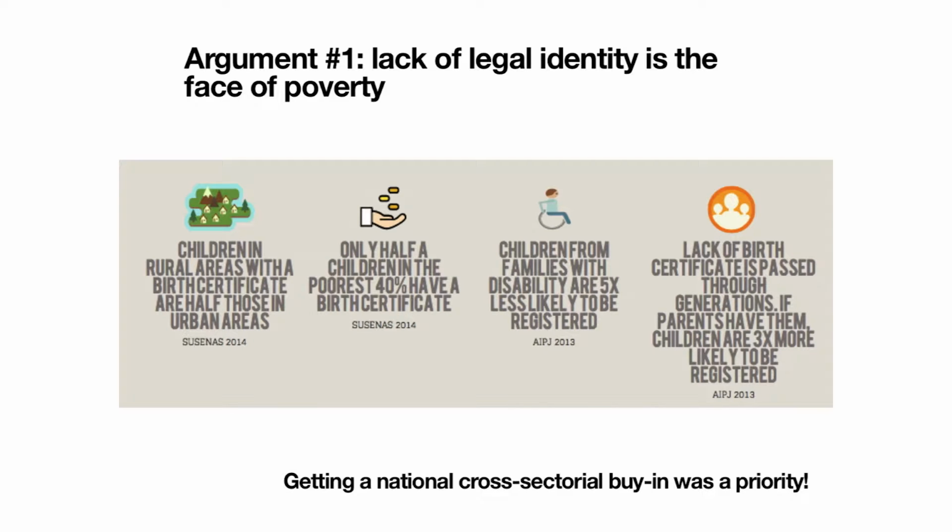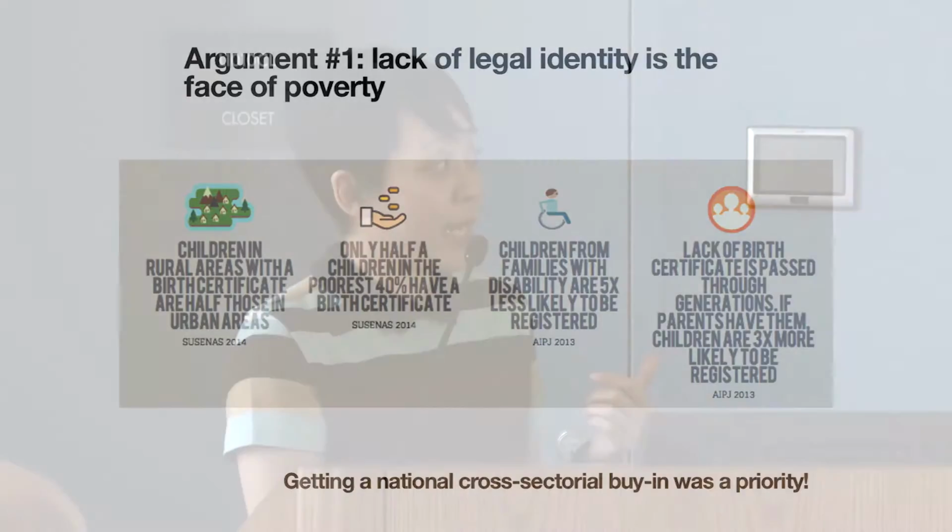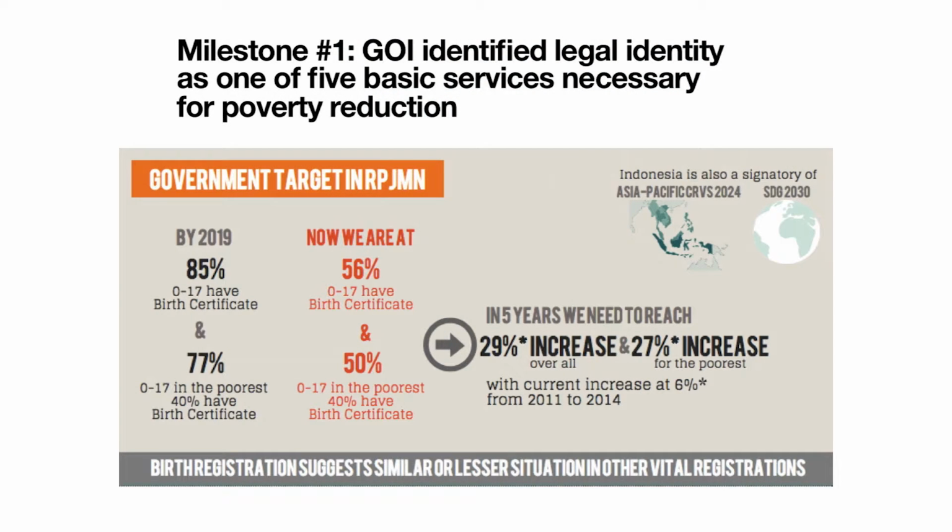This came out from our 2013 study, in which we argue that the lack of a legal identity document is actually the face of poverty, and it created a national cross-sectoral buy-in, which we considered a priority, because the government then put legal identity as one of the national priorities for poverty reduction in their midterm development plan 2015-2019.